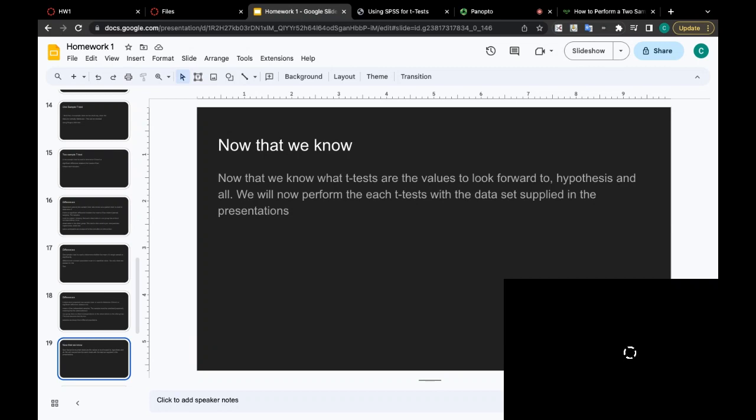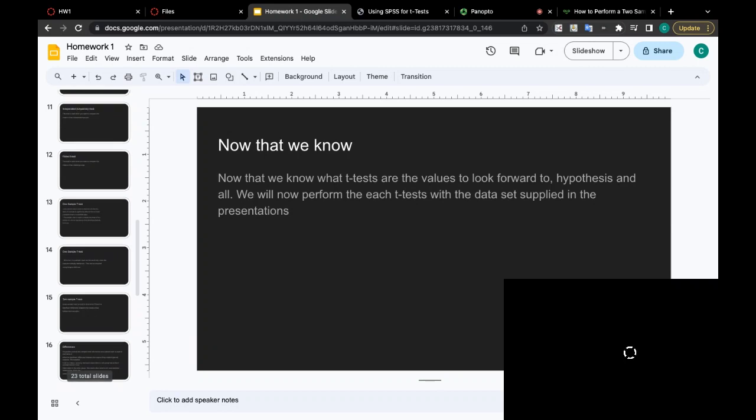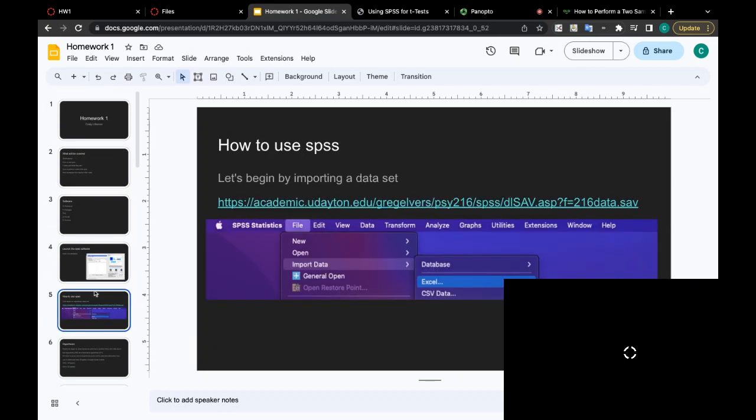Now that we know what t-tests are, and the values to look for, and the hypotheses, we will perform each t-test with the data set supplied in the presentation. So, if you haven't already, download this example on how to use SPSS. It'll automatically download a little data set that we can use. So we're going to go here. We're going to reset because I like resetting.